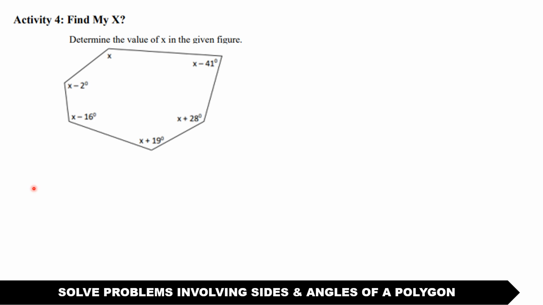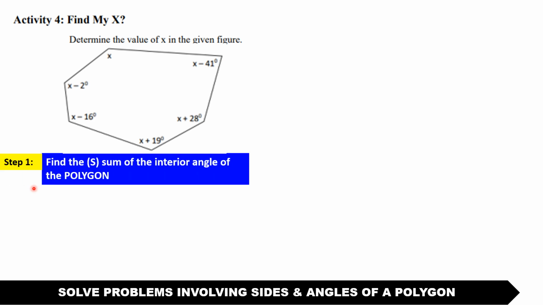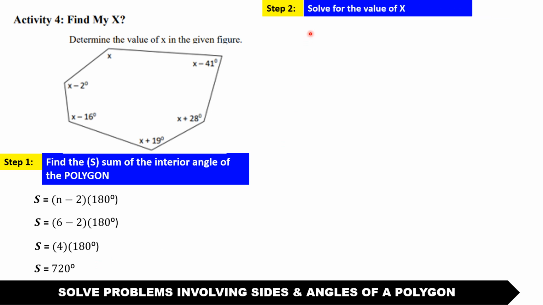So, ang step 1 natin ay find the sum of the interior angles of the polygon. So, gamitin natin yung S for the sum. So, we have S equals n minus 2 times 180 degrees. So, ang n natin ay 6. Kaya 6 minus 2 times 180 degrees, we have 4 times 180 degrees. Now, our sum here now is 720 degrees. Okay, so let's proceed with step 2.